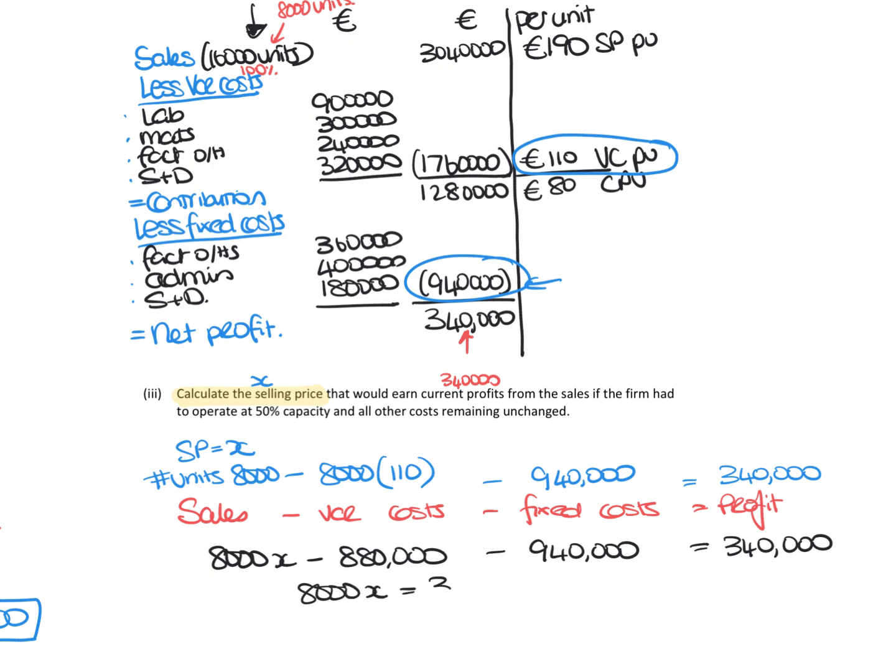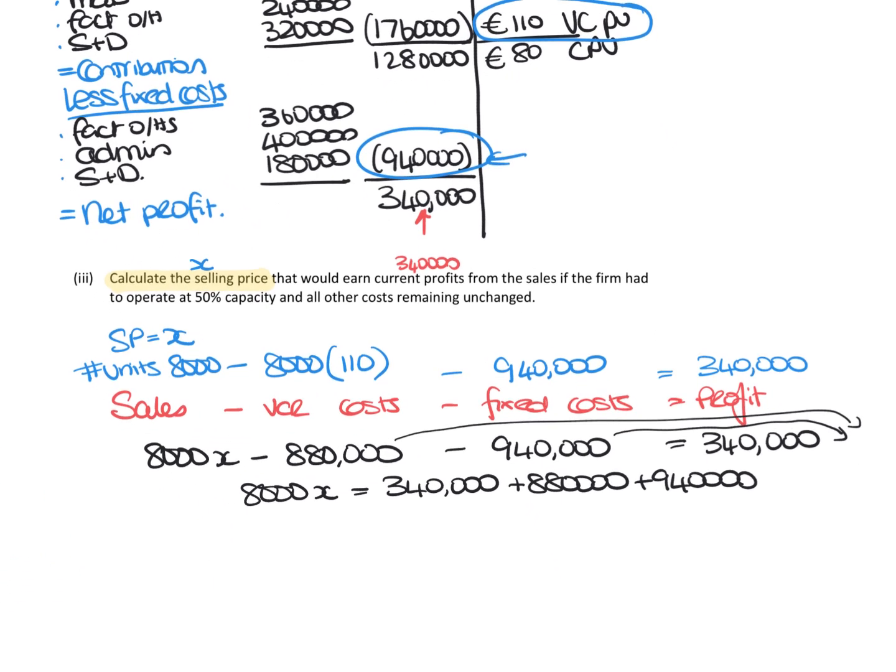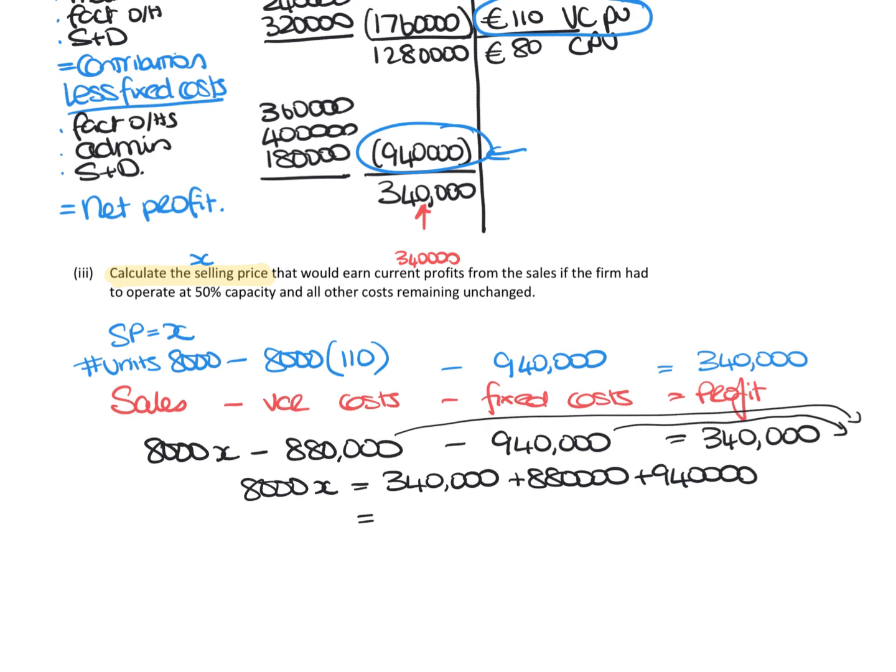So 8,000X is equal to 340,000, and then we'll bring these two figures over to the opposite side, and so we'll change signs. So add 880,000, add 940,000. So 8,000X is equal to 340,000 plus 880,000 plus 940,000. That is 2,160,000. So 8,000X is equal to that. X is equal to €270, and that is our answer.